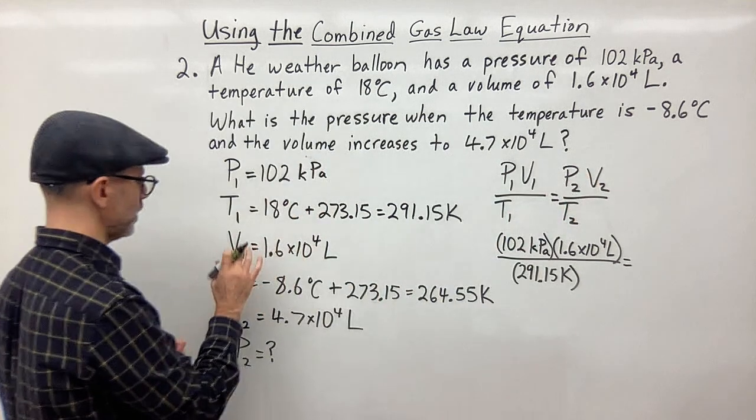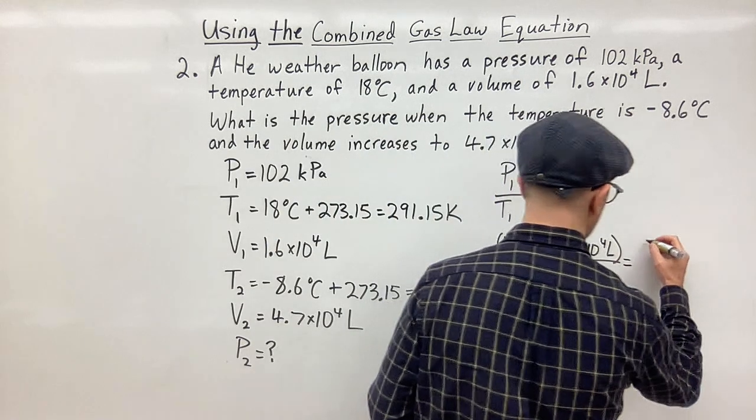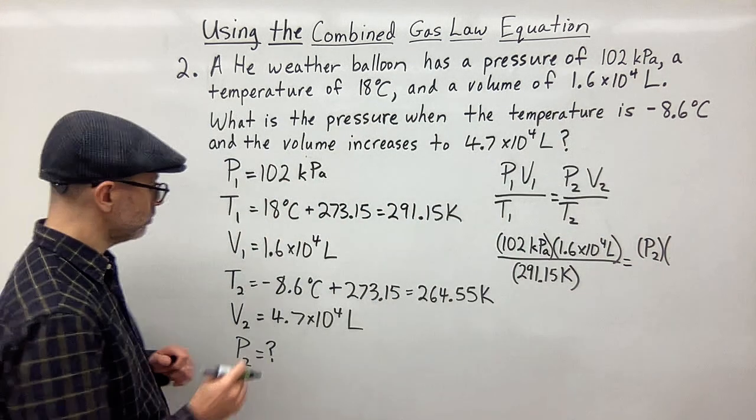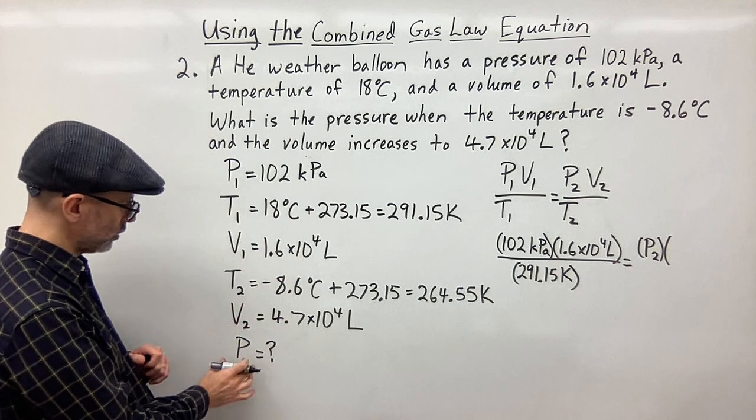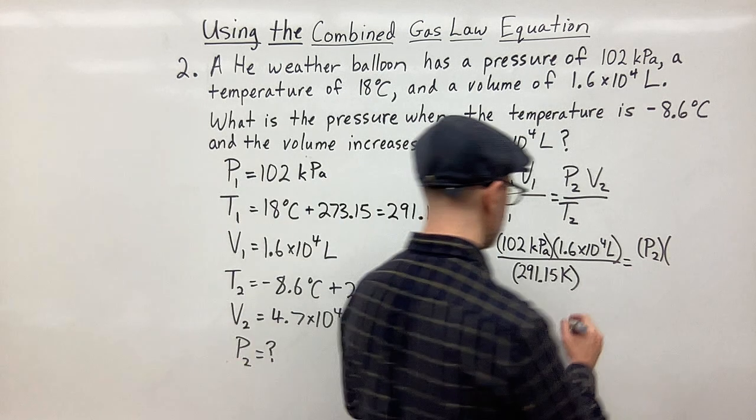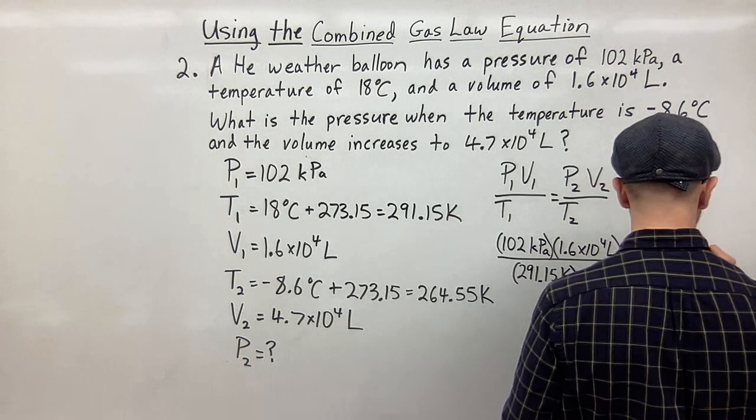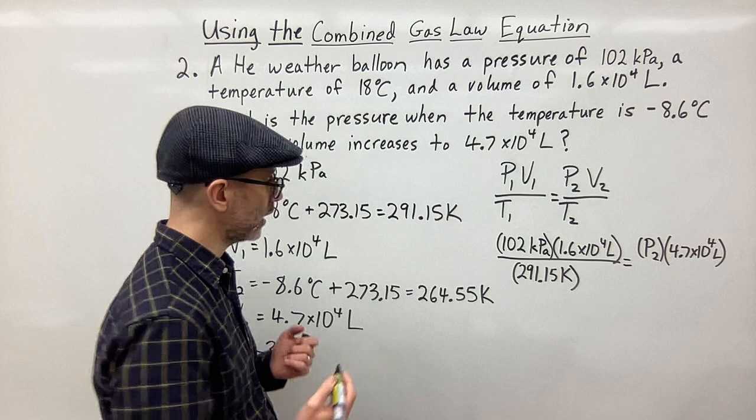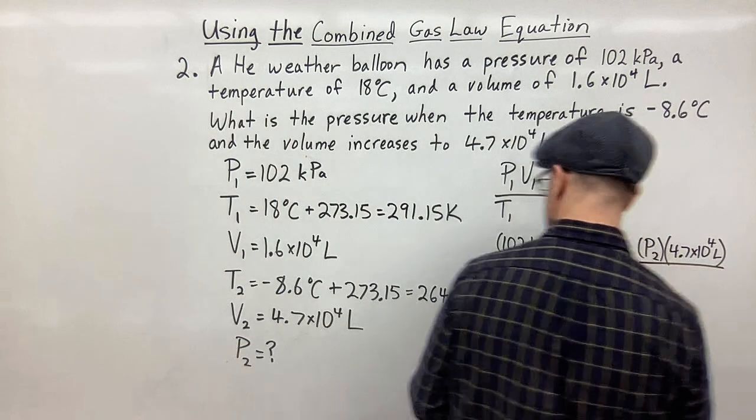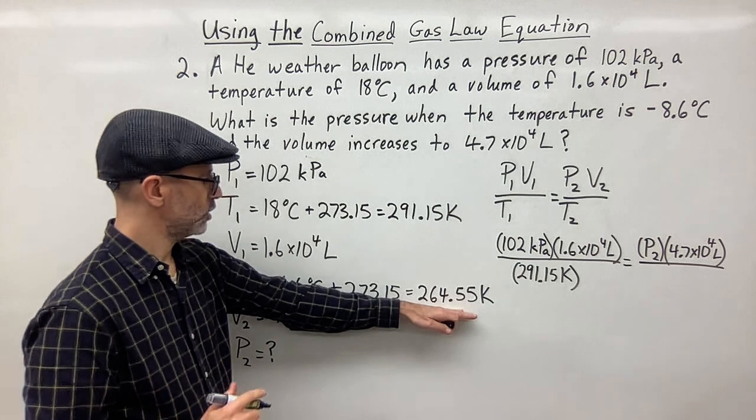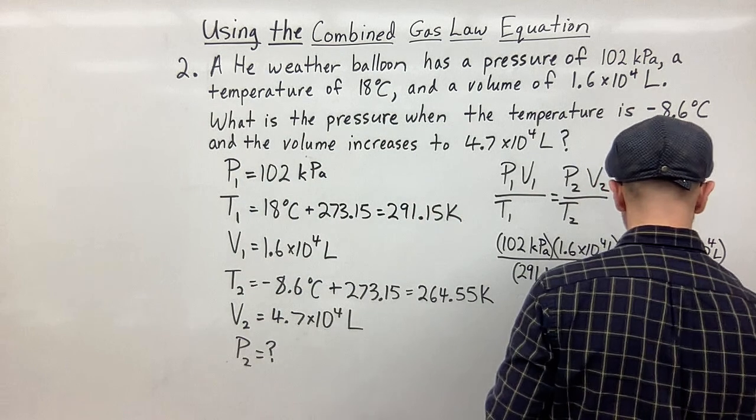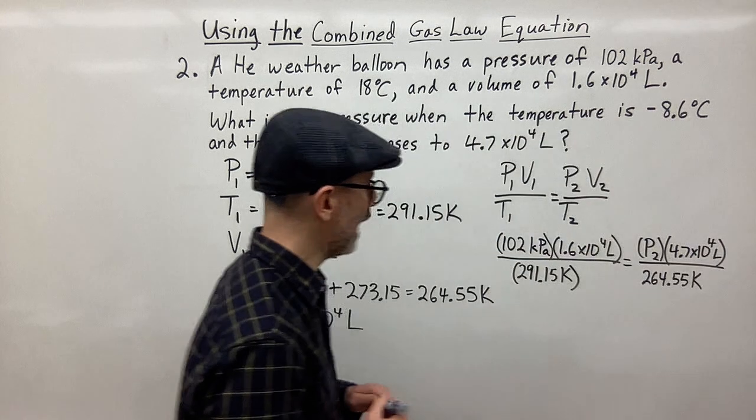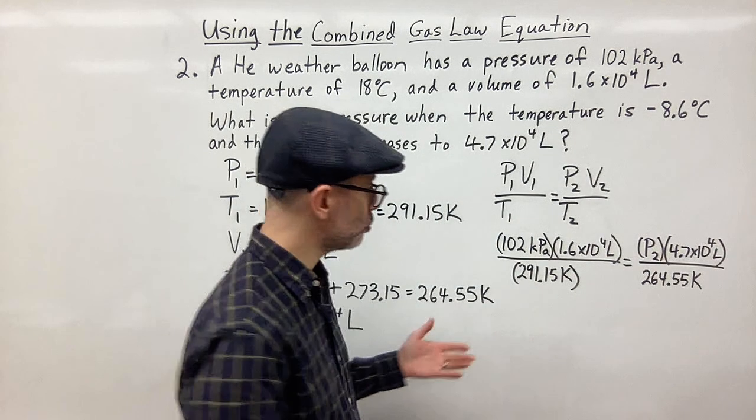P2 times V2. So P2 we don't know. We'll just put that in there. So P2 is what we're looking for, multiplied by our V2. What's V2? V2 is 4.7 times 10 to the 4 liters. Okay, so now we have our T2. Our T2 is 264.55 Kelvin. And now we just solve our equation for P2.